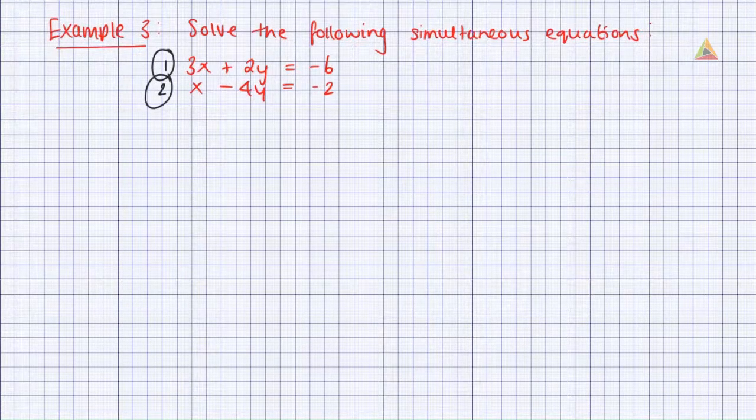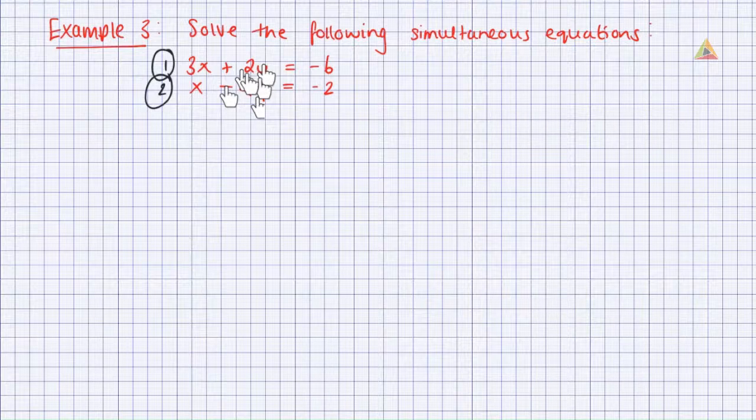So we need to decide which we're going to get rid of, the x's or the y's. And again, you'll see a plus and a minus, so we're going to get rid of the y's. So we need to make this the same number. So we have minus 4y here, so we'd need to make that a plus 4y. How would we make 2y a 4y? We'd multiply it by 2.